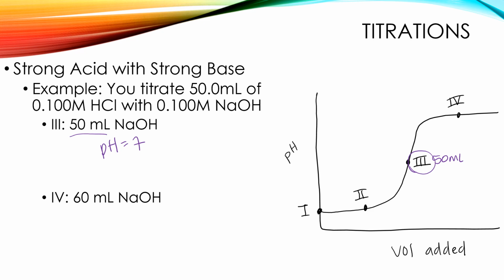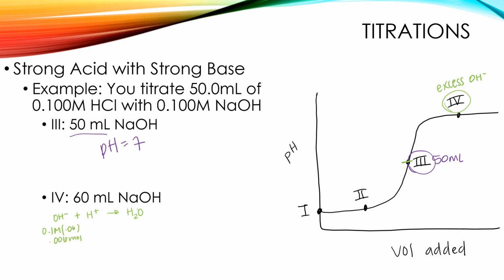Finally, for region 4, so we're past the equivalence point, we know that we're going to have excess hydroxide because at the equivalence point, every bit of my original acid has been used up. So now past that, I just have excess hydroxide. So I need to figure out how much excess hydroxide I have before I can figure out the pH. So I know I have 60 milliliters and it was 0.1 molar. So that gives me 0.006 moles.